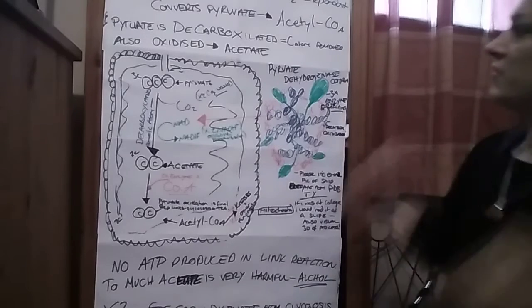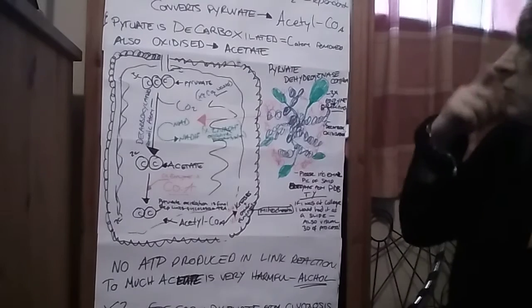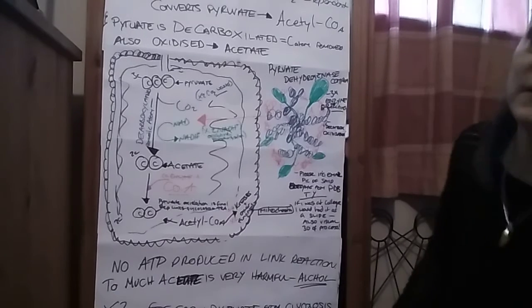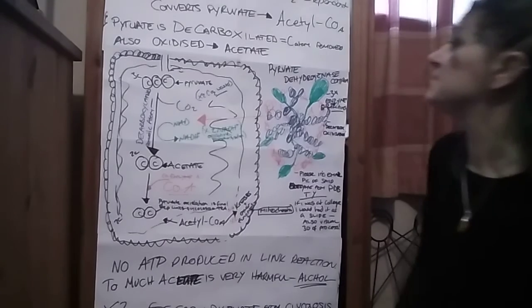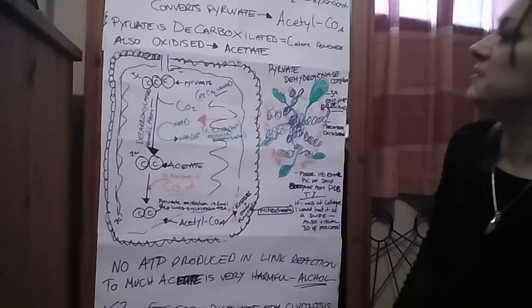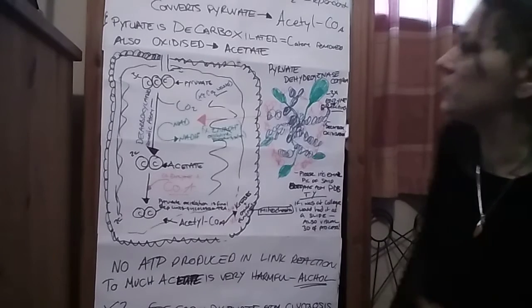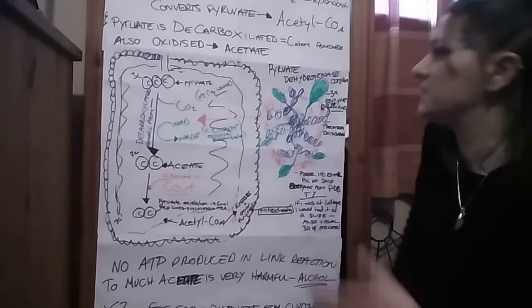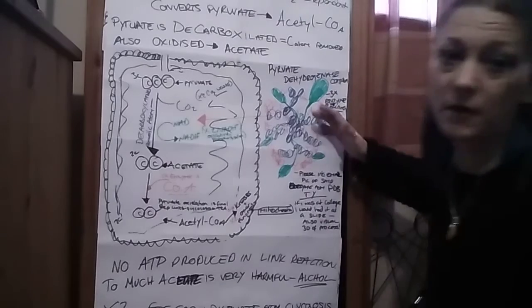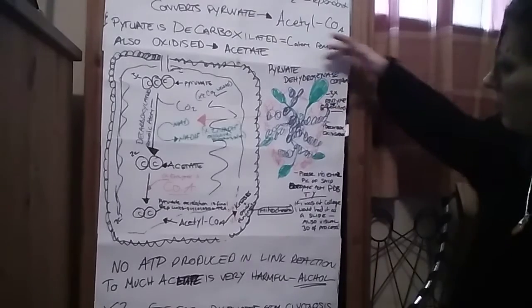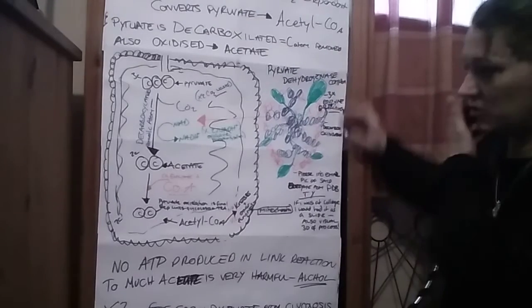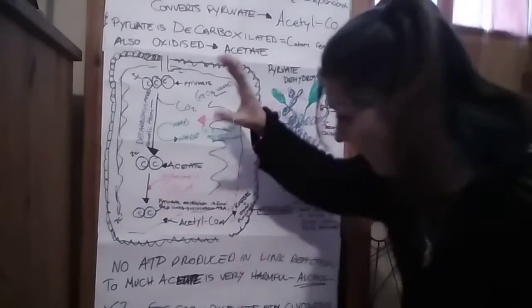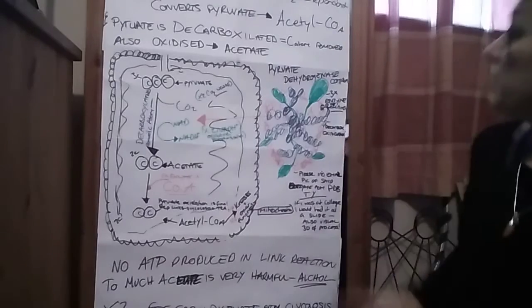So we move on to the link reaction, and this is converting pyruvate into acetyl-CoA. Pyruvate at this stage is decarboxylated, and that means basically the carbon atom is removed, and it is also oxidized, forming acetate. This is my lovely drawing here. If we had a slide, this would be the pyruvate dehydrogenase complex, which is an enzyme reaction that goes on about here that I'm not going to mention.